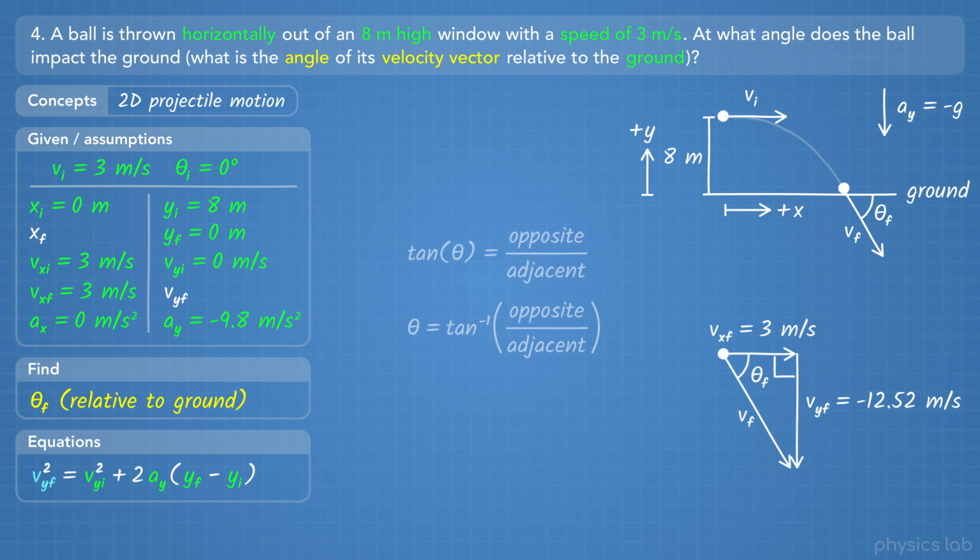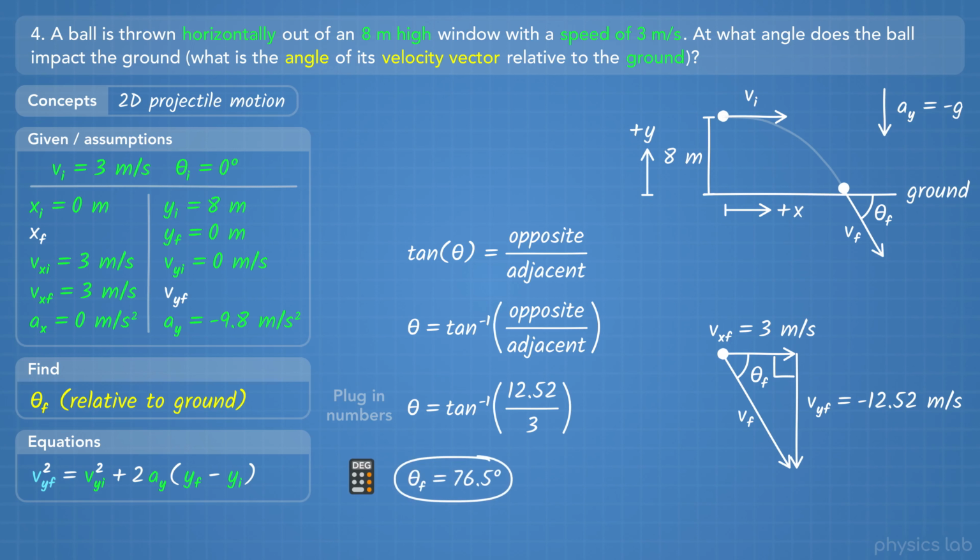Now we have a right triangle where the x component is 3 meters per second and the y component is 12.52 meters per second. Technically, the y component is negative, but we only plug positive values into the inverse tangent function because we're just dealing with geometry, and triangles have positive side lengths. So we can plug in 12.52 for the opposite side, 3 for the adjacent side, and we get 76.5 degrees.